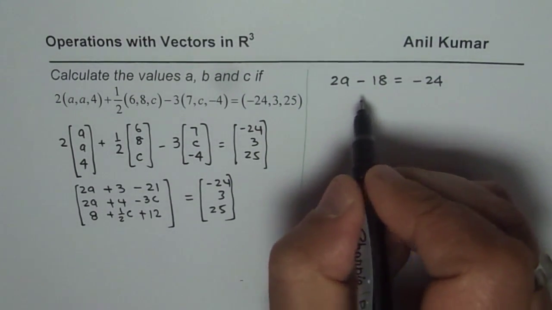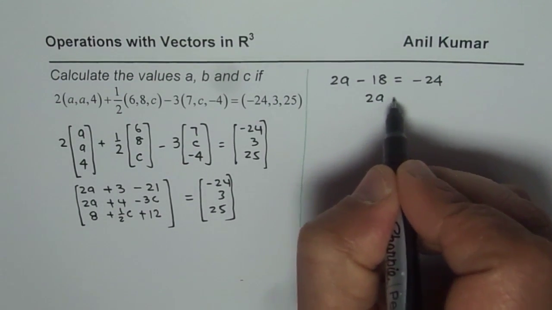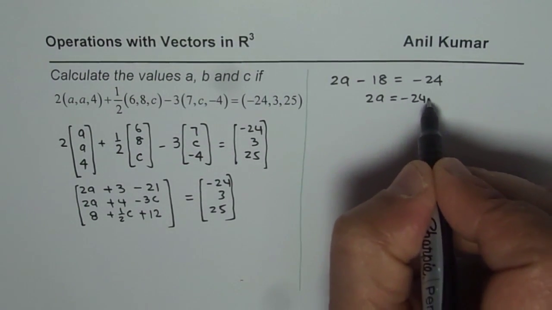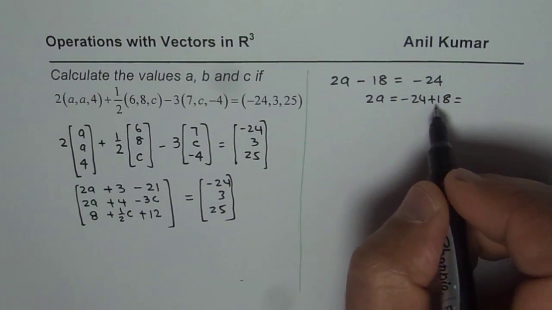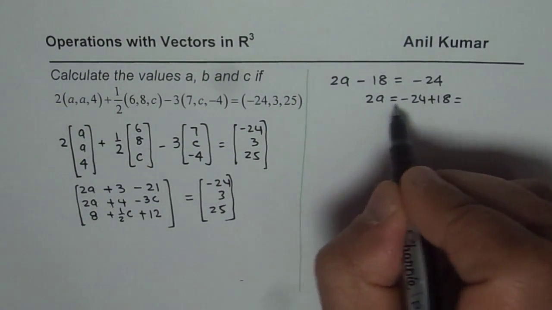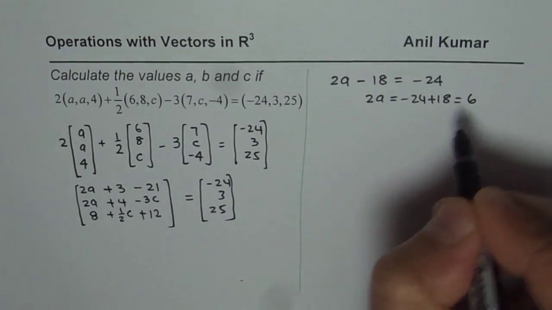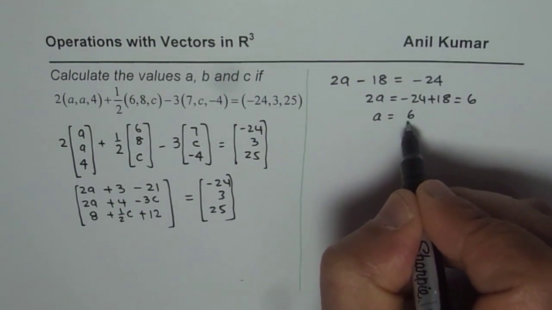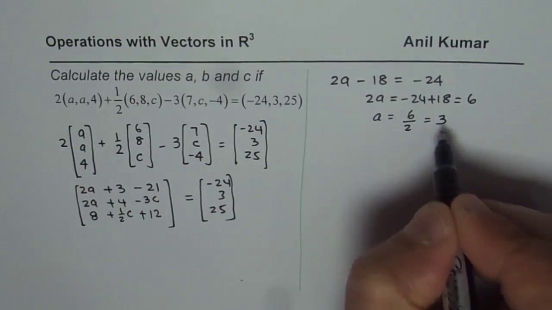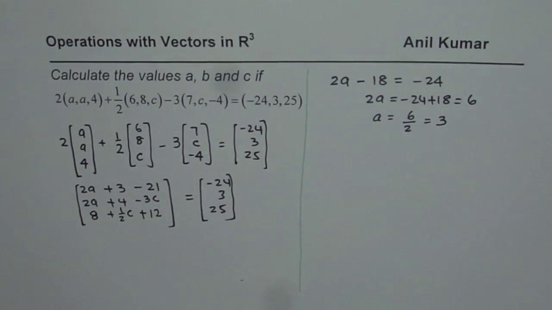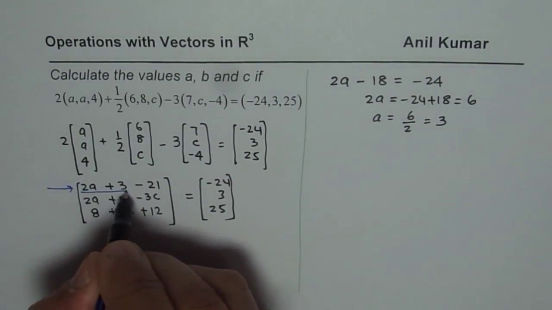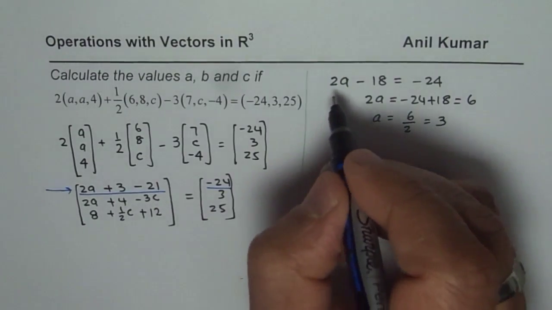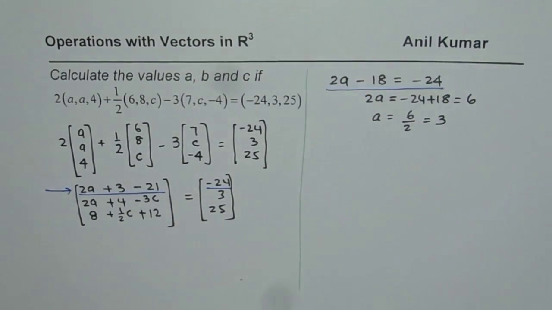We can solve this right now, which is 2a equals minus 24 plus 18, and that equals 6, right? So we get the value of 2a as 6, or we can say a equals 6 over 2, which is 3. So we get the first solution from comparing the first row. So we say 2a plus 3 equals minus 24, and that is what gives us the first equation and our first solution.